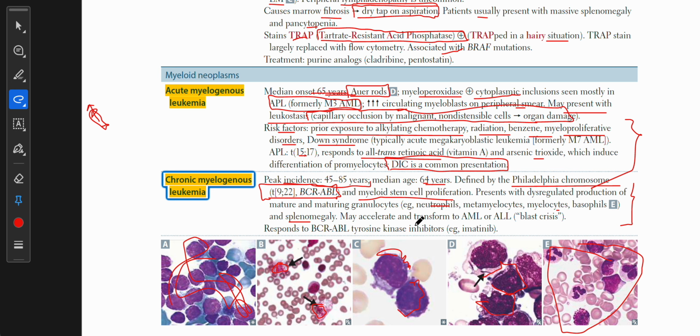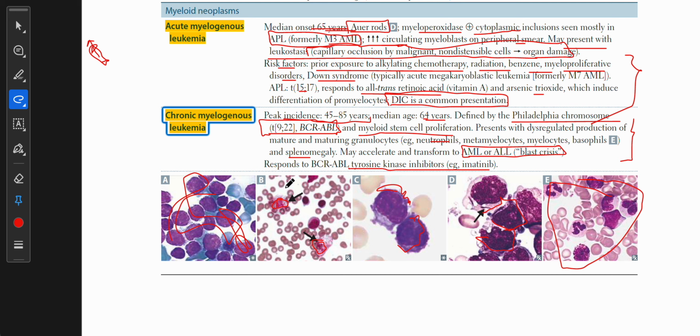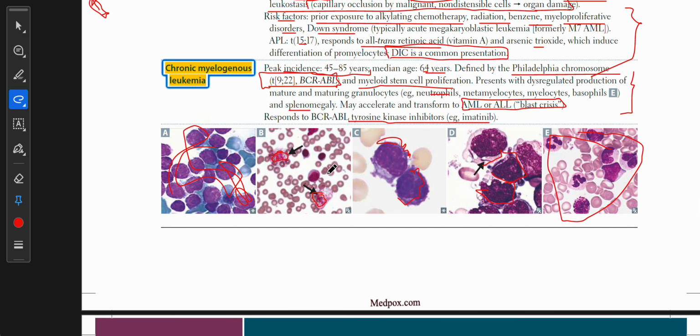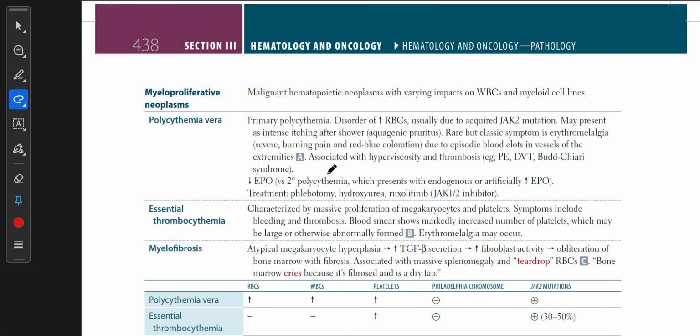So it may accelerate and transform into AML or ALL, which is also called blast crisis. It responds to BCR-ABL tyrosine kinase inhibitors like imatinib. It responds to that because the BCR-ABL fusion gene is the culprit in this case. That is how we complete our neoplasms like leukemias.